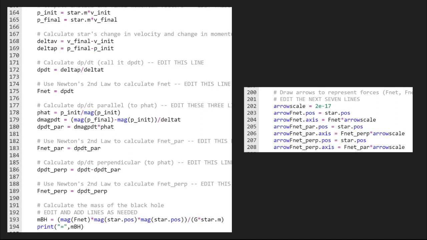When calculating Fnet perpendicular, an important thing to note is that Fnet is equal to the sum of its components, so Fnet perpendicular is equal to the net force minus its parallel component. And I also drew arrows to represent Fnet and its components.